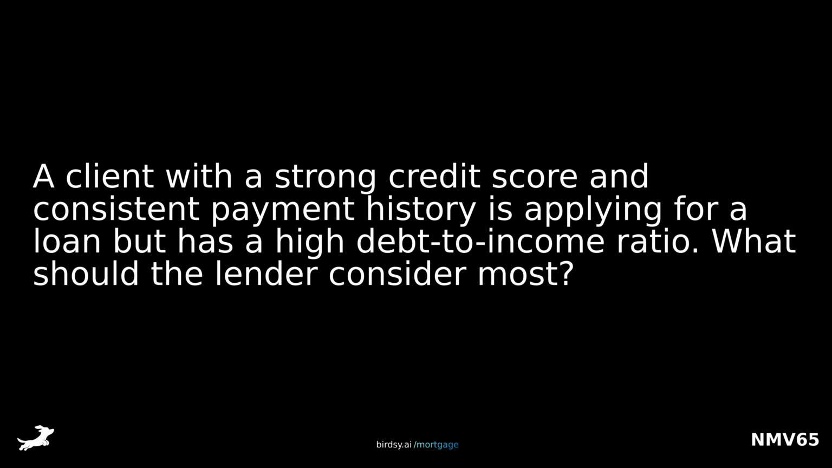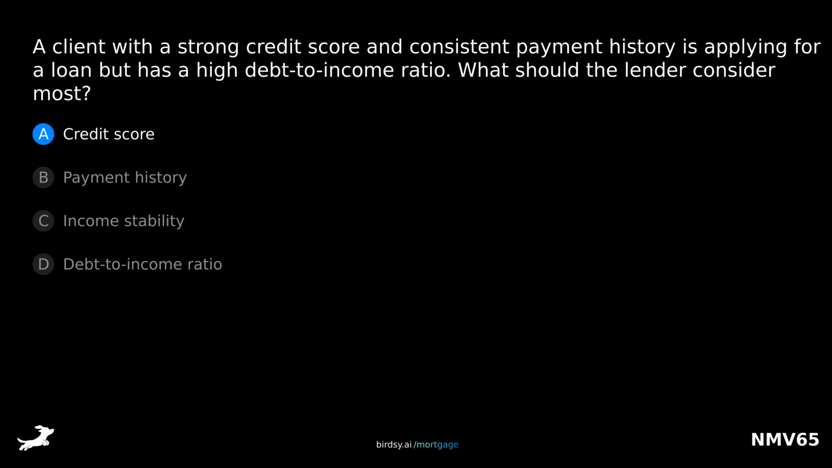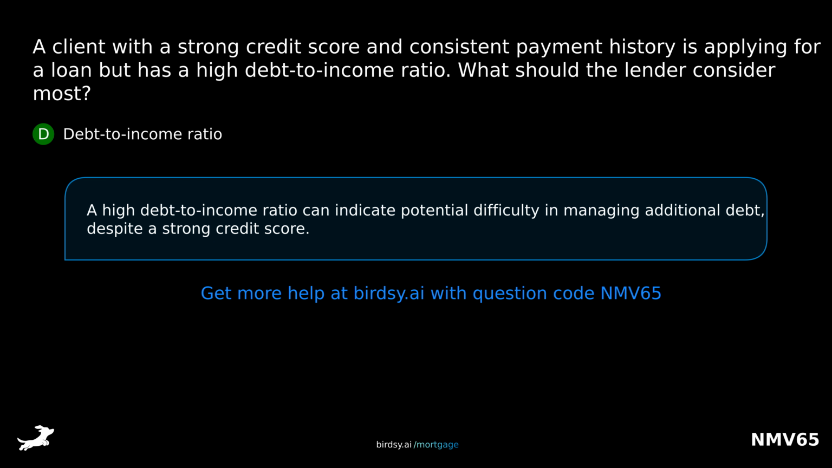A client with a strong credit score and consistent payment history is applying for a loan but has a high debt-to-income ratio. What should the lender consider most? Is it A, credit score, B, payment history, C, income stability, or D, debt-to-income ratio? The answer is D, debt-to-income ratio. A high debt-to-income ratio can indicate potential difficulty in managing additional debt despite a strong credit score.